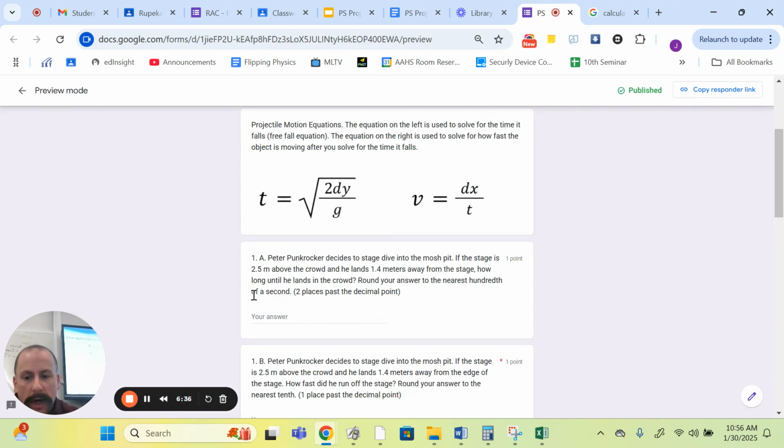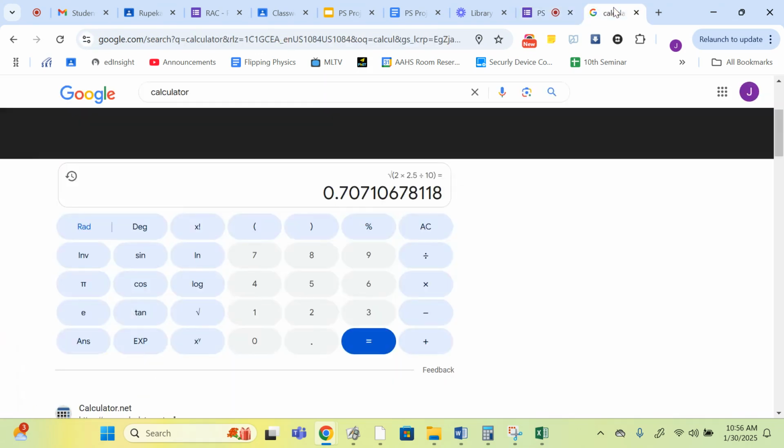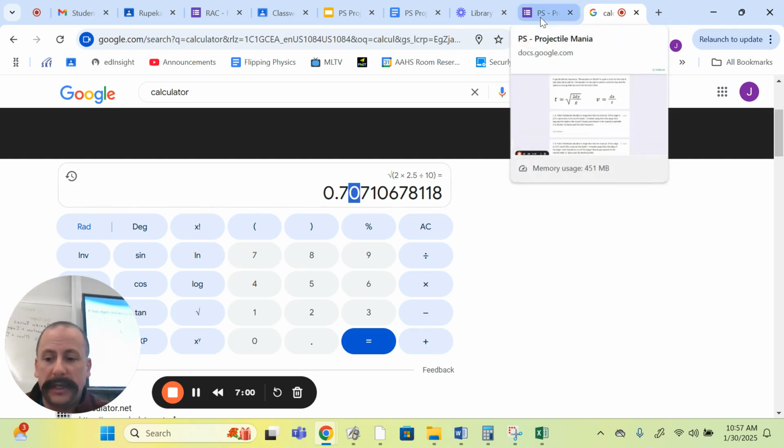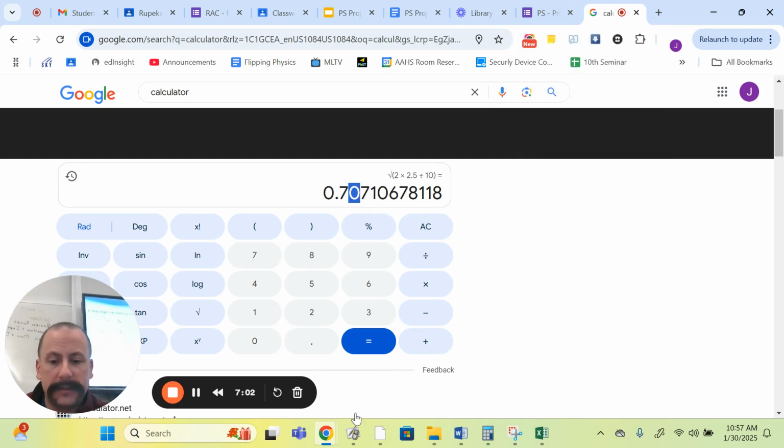It wants the nearest hundredth of a second, which is 2 places past the decimal point. If I am rounding this number, I look at the digit to the right: 5 or larger, round up, which this is. So my answer is going to be 0.71 seconds.